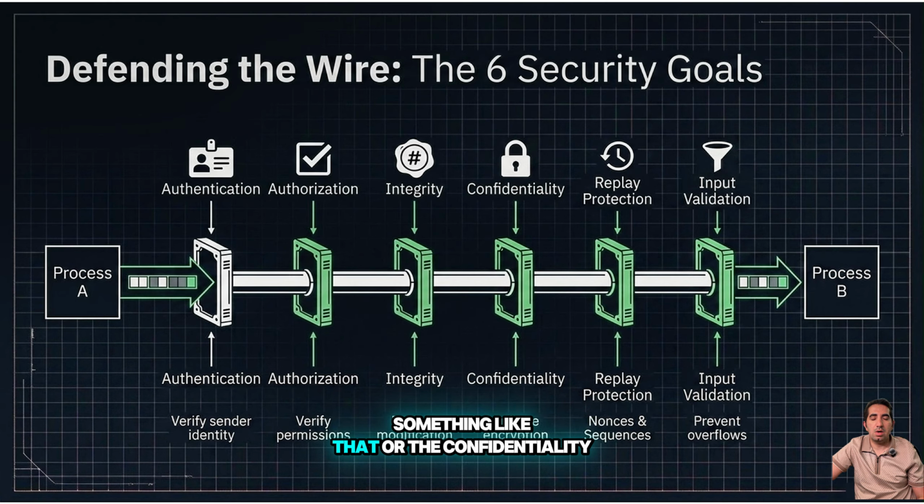Confidentiality means that they encrypt the data to prevent sniffing. Replay protection means use a nonce or timestamp so the attacker cannot just replay an old command to unlock a door. And we need input validation. I mean, sanitize everything to prevent memory corruption, like a buffer overflow attack.